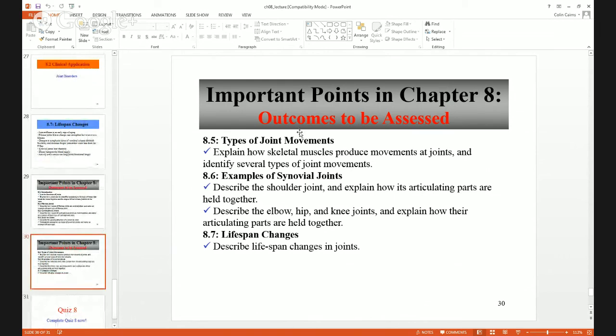And then explain how skeletal muscles produce movement in joints and identify several types of joint movements. So abduction, adduction, inversion, eversion, flexion, extension, hyperextension. Describe the shoulder joint and explain how its articulating parts are held together. Describe the elbow, hip, and knee joints and explain how their articulating parts are held together. And describe the lifespan changes in joints.